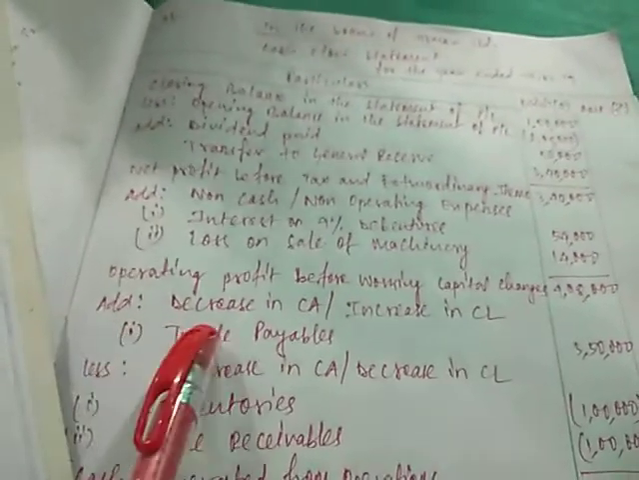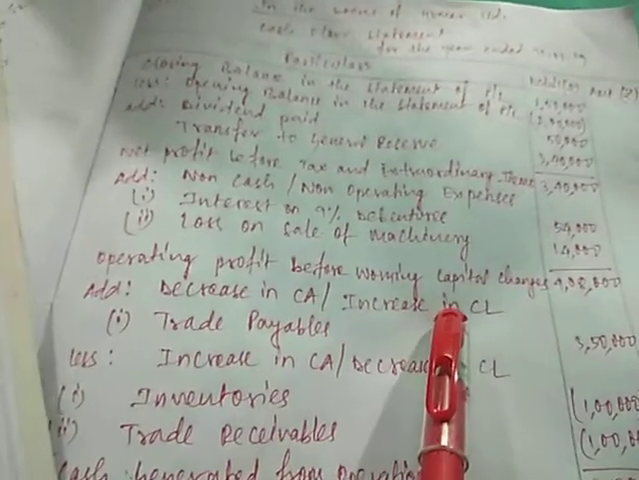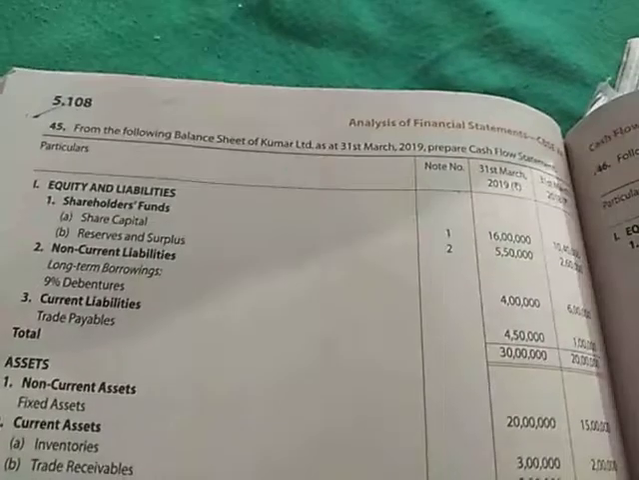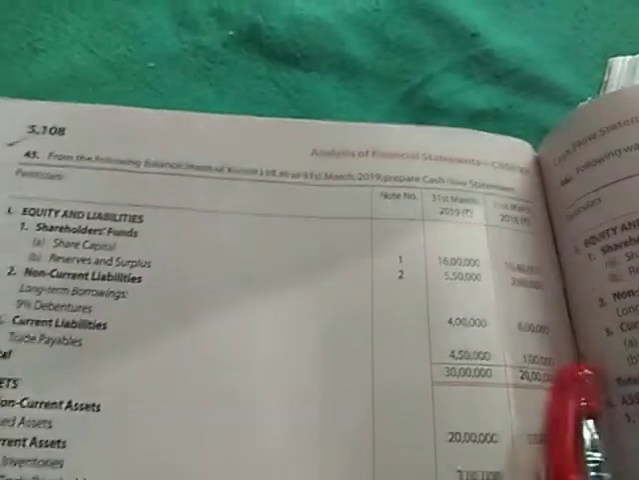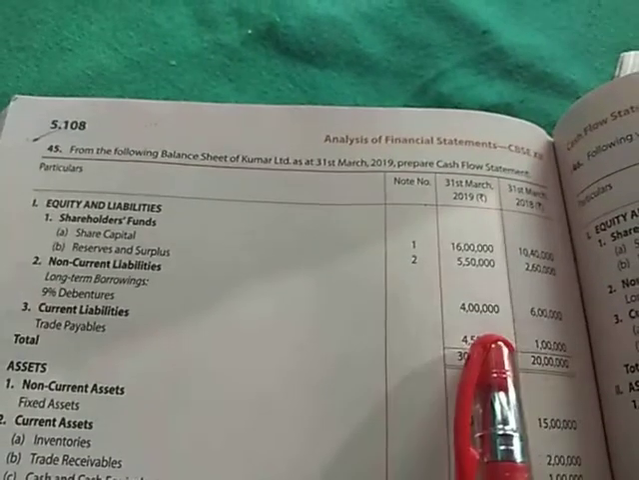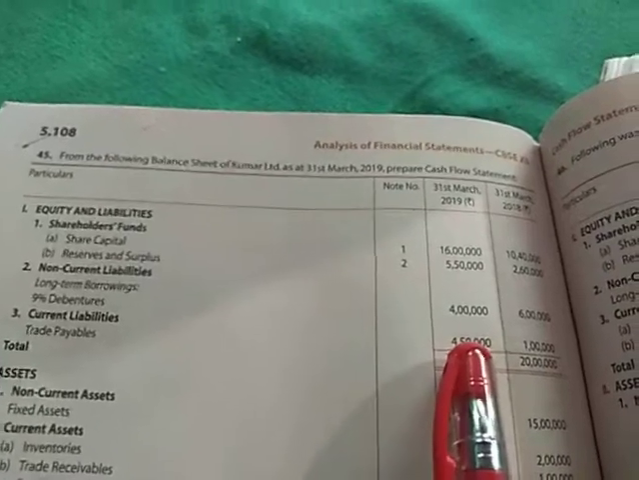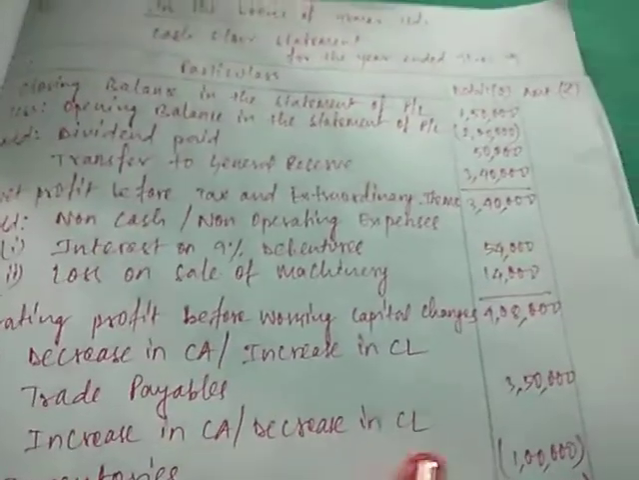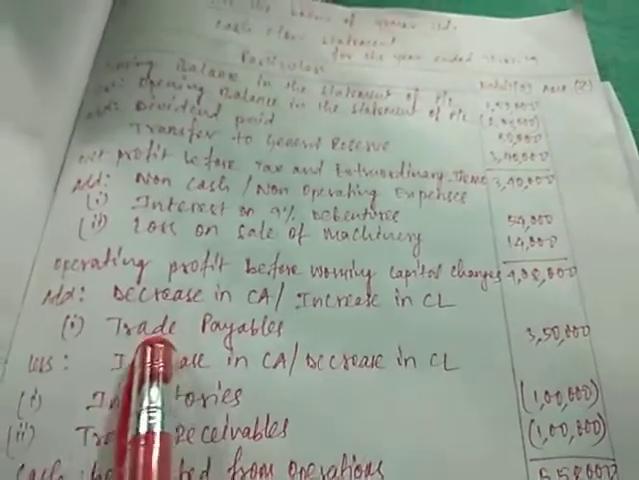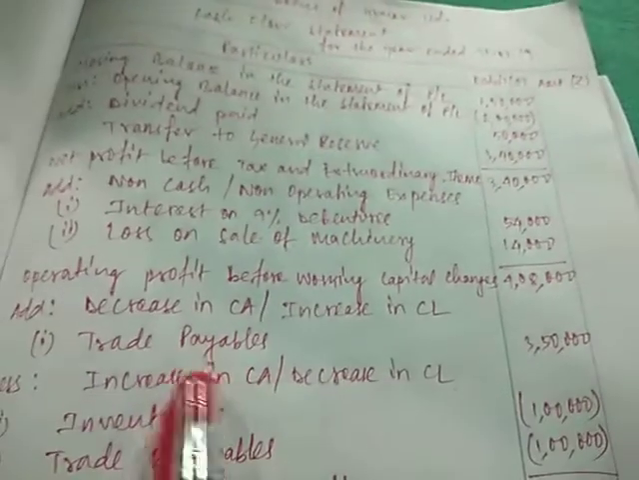With this you will add decrease in current assets or increase in current liabilities. Let us see whether there is a decrease in current assets or increase in current liabilities. Current liabilities, we have only one current liability there, trade payables, which has increased. You can see here trade payables has increased from 1 lakh to 4,50,000. So there is an increase of 3,50,000 in trade payables. Increase in current liability is to be added, so it has been added, rupees 3,50,000 in trade payables.